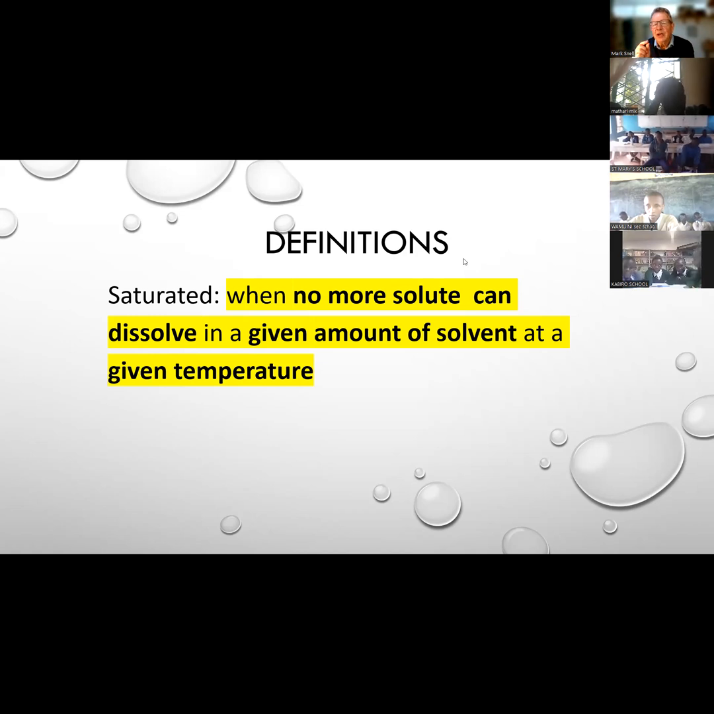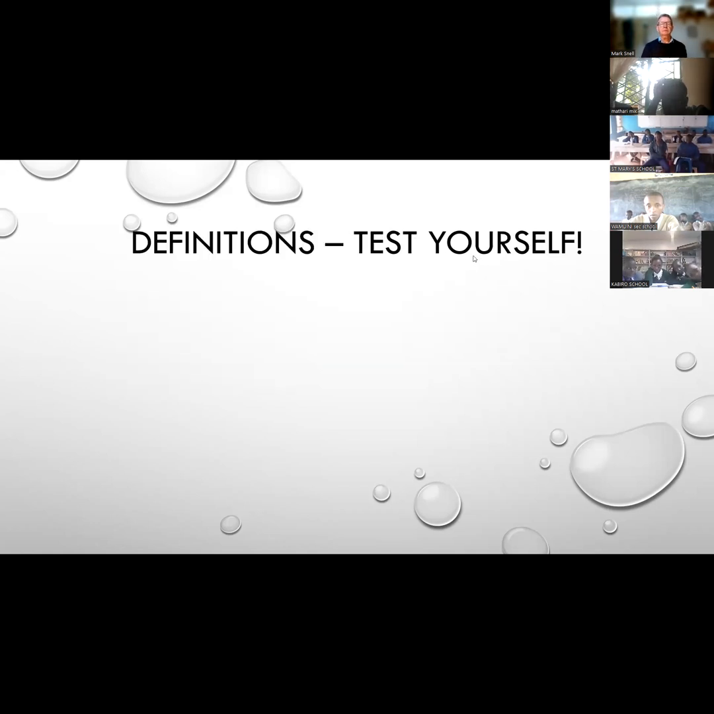Okay, so you have to say how much solvent and what temperature, and that is the maximum amount of solute you can dissolve. Okay, so when you write down things like this, you need to test yourself. So you need to go, okay, here are my 4 words.